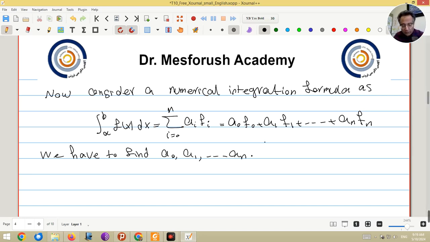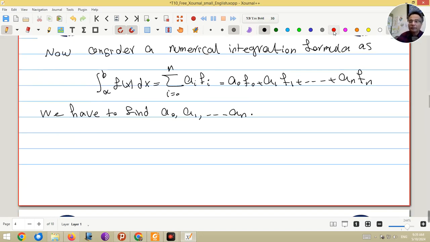Okay, to this end, what can we do? Let me start with a definition, and then I continue with some very special cases, and I find some very, very famous formulas.